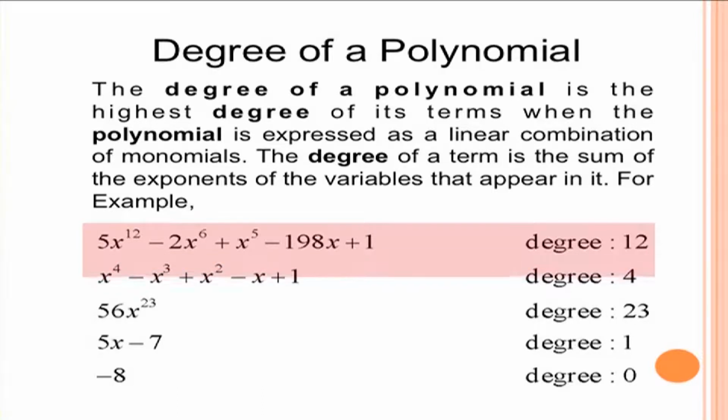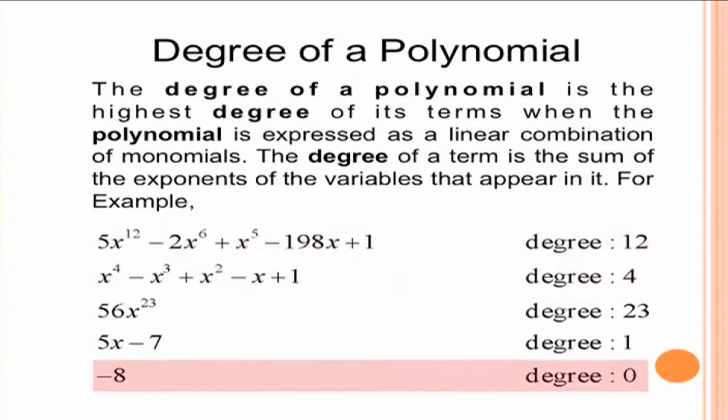In the second polynomial, x to the power 4 minus x cube plus x square minus x plus 1, the degree is 4 and so on. If you observe the last polynomial, minus 8, the degree here would be 0.